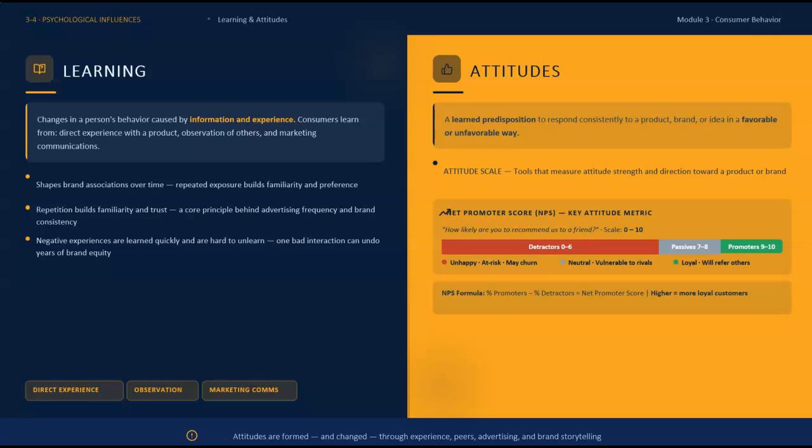Attitudes, a learned predisposition to respond consistently to a product, brand, or idea in a favorable or unfavorable way. Attitude scales, tools that measure attitude strength and direction toward a product or brand. This is the Net Promoter Score, NPS, a key attitude metric. How likely are you to recommend us to a friend? And they give you that 0 to 10 scale, from very likely to not likely.